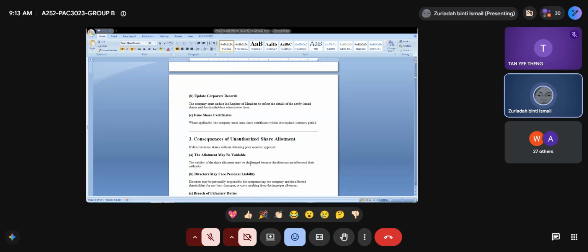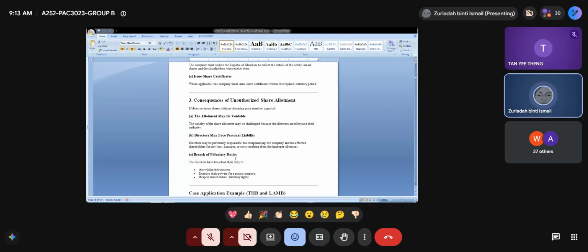What are the implications and consequences? In some questions, they also use the words legal implication or legal consequences. If the director issues shares without approval by shareholders, the consequences can be divided into 3. The first is that the shares allotment may be voidable. Second, directors may face personal liability, and the third is that they are breaching their statutory duty.